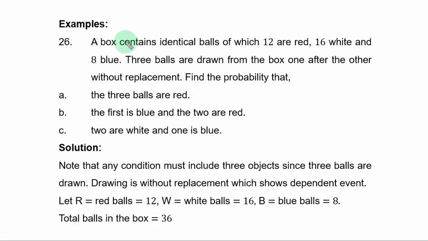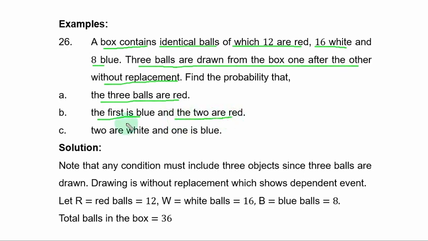Example 26. A box contains identical balls of which 12 are red, 16 white, and 8 blue. 3 balls are drawn from the box one after the other without replacement. Find the probability that A, the 3 balls are red, B, the first is blue and the other 2 are red, C, 2 are white and 1 is blue.